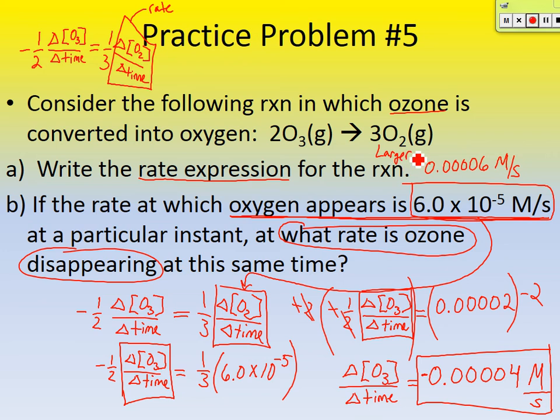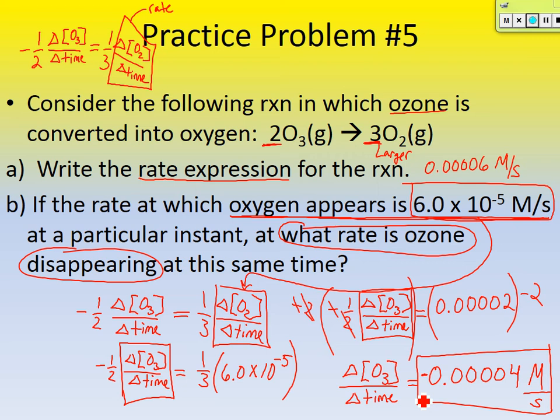Why is the rate at which oxygen appears larger than the rate at which ozone is disappearing? This is the whole crux of this lesson. Good. If we look at the stoichiometry, there's 3 moles of oxygen that are appearing for every 2 moles of ozone. So oxygen is going to appear at a faster rate than that at which ozone disappears. So that's all we're doing, is figuring out the relative rates of these guys. Does that make sense? Let's go to another practice problem.